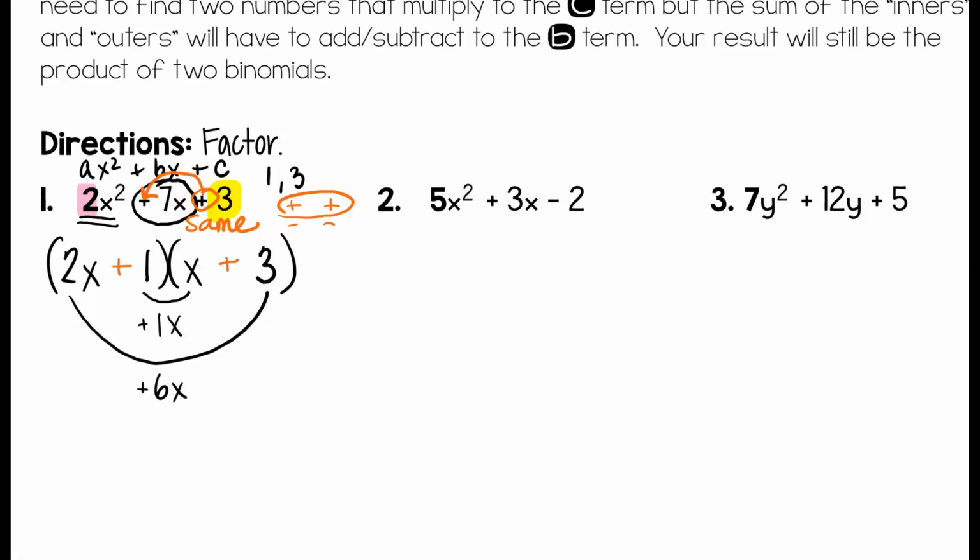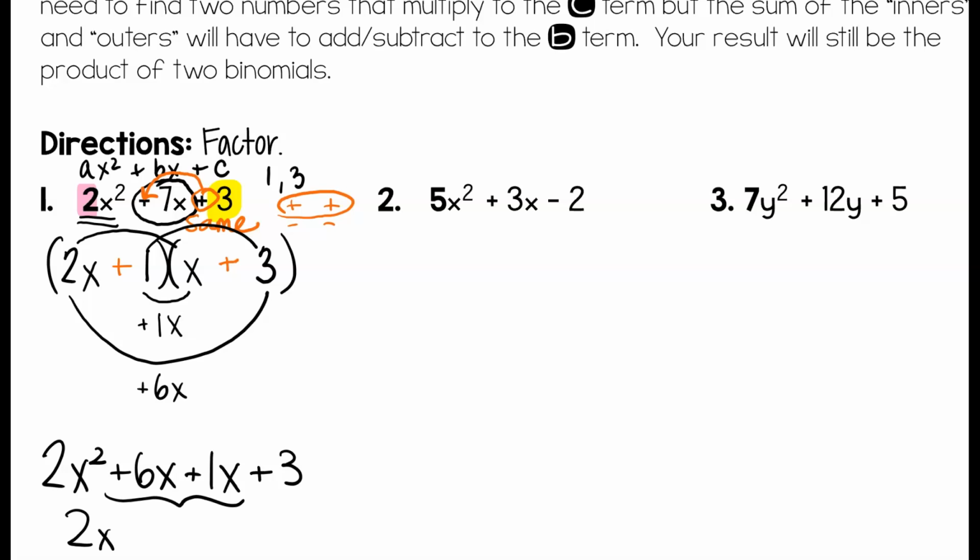So I'm just going to double check this. 2x times x will give me 2x squared. My outer gave me that positive 6x. My inners give me the positive 1x, and the 1 times the 3 gives me a positive 3. When you add the middle two terms, they will combine to 7x, just like we needed at the start.